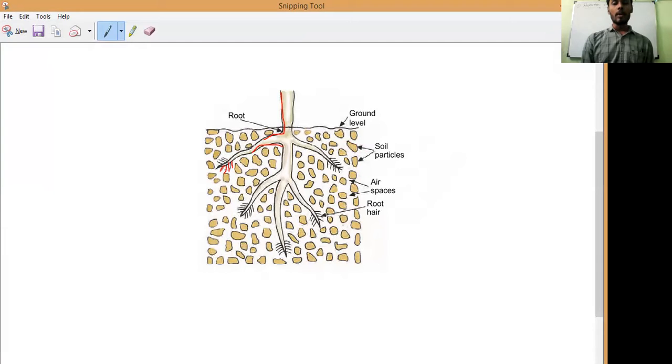So these are the soil particles. If you observe here, in the middle we have gaps. These gaps are filled with what? Air. This air also contains oxygen, and this oxygen is absorbed by the root hair for the respiration reaction. If you observe here, this is the ground level, and gaps are present. Through these gaps, the air will be absorbed by the soil.